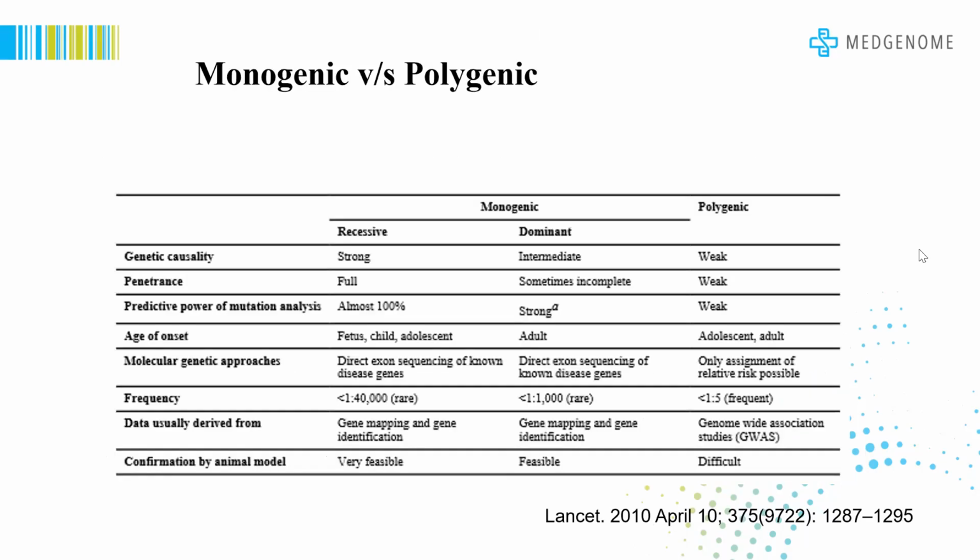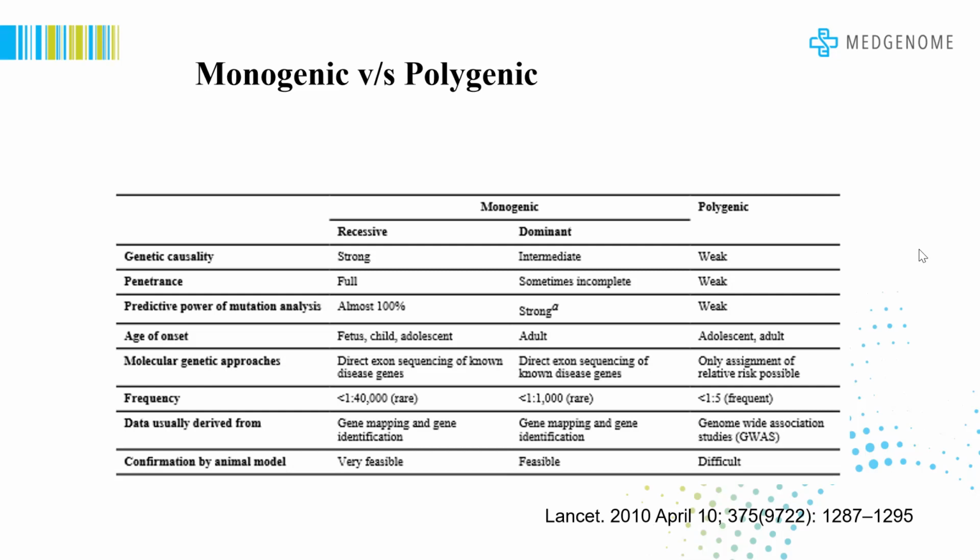Now, how may these conditions be genetic? They might either be monogenic or polygenic. So what is the difference between a monogenic condition and a polygenic condition? If we go by genetic causality, a monogenic recessive condition will always have strong genetic causality, whereas a dominant condition will have intermediate genetic causality, and it will always be poor in case of a polygenic condition.